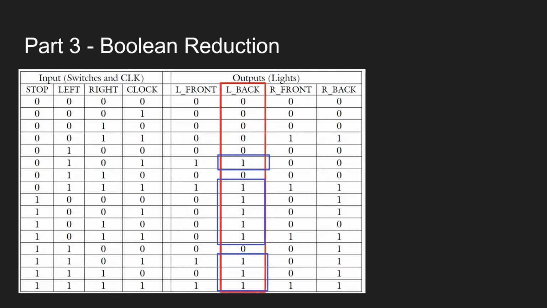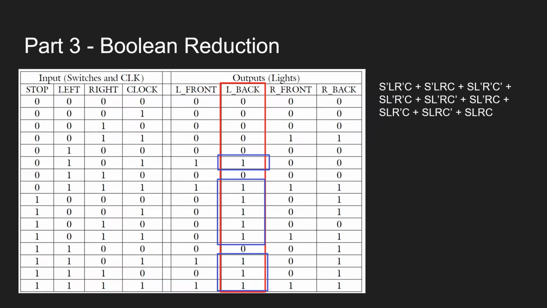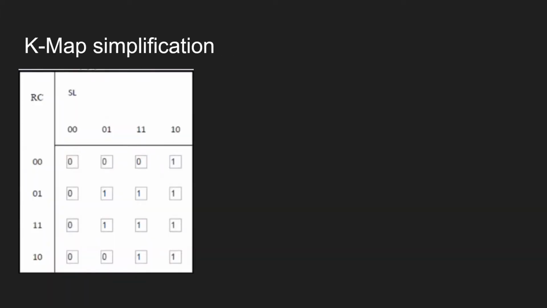All of the ones are highlighted in blue. As you can see, this is the full non-reduced Boolean equation here to the right. Now we will use the K-map to simplify that Boolean equation. To the left here is the K-map for the left back light.